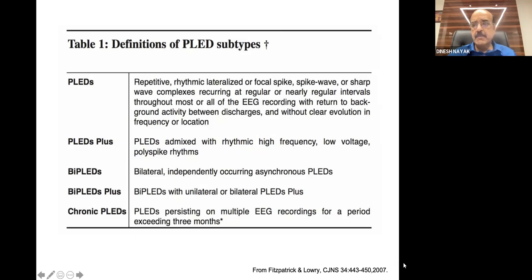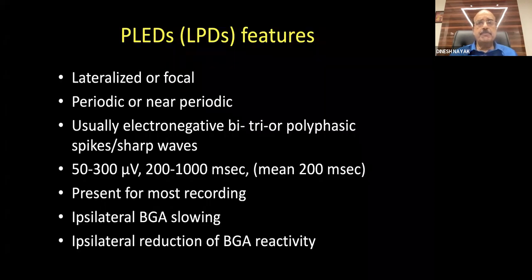So if PLEDs is remaining even after 3 months, you call it chronic PLEDs, because acute PLEDs generally disappear by this time. The features of PLEDs, or lateralized periodic discharges, are that they are lateralized or focal, and periodic or near periodic. They are usually electronegative bi-, tri-, or polyphasic sharp waves or spikes, usually 50 to 300 microvolts in amplitude, and mean duration is about 200 milliseconds, which comes to the sharp wave definition.